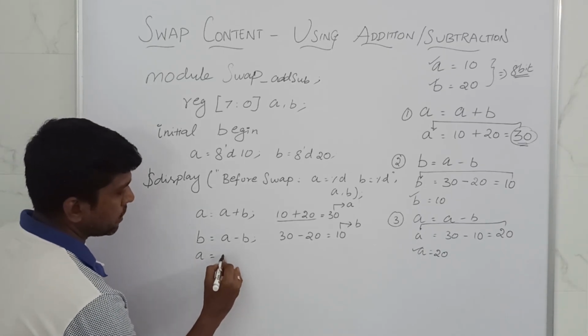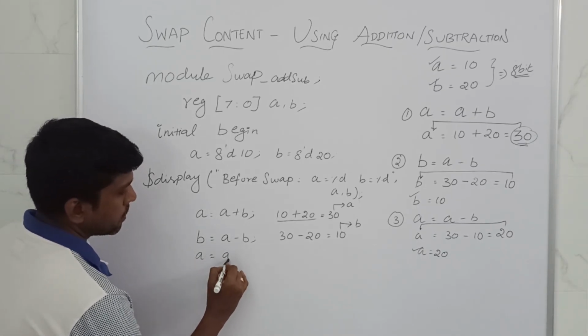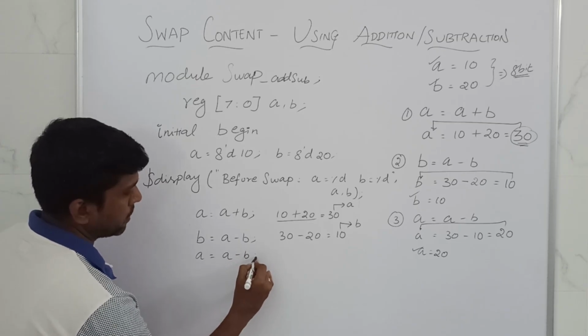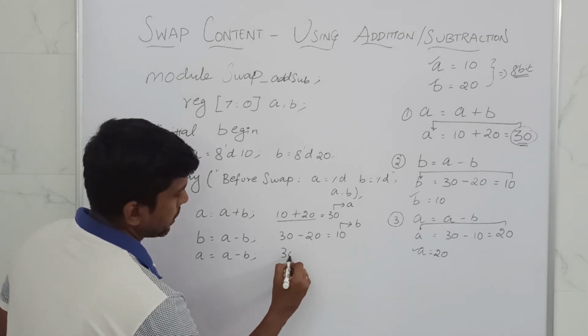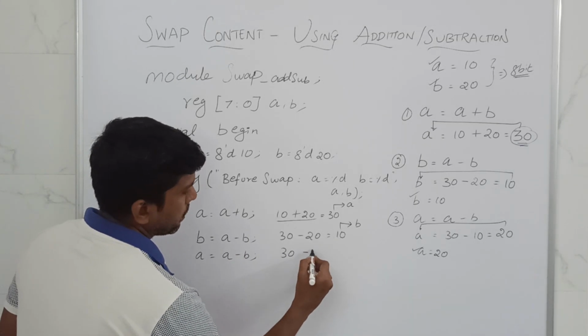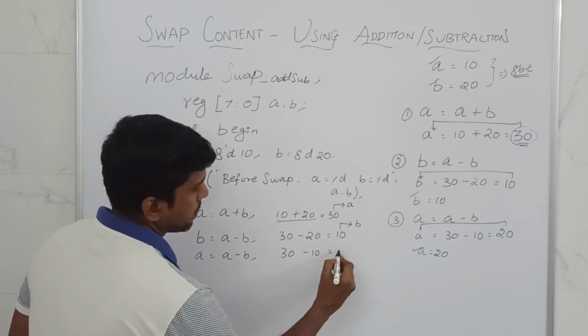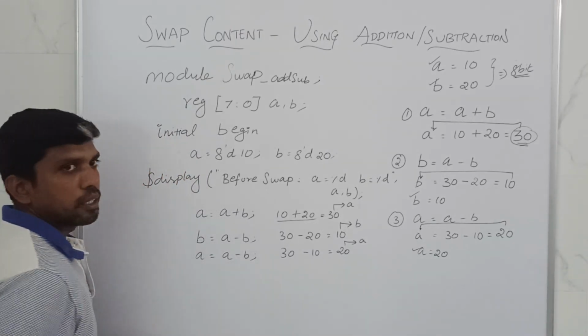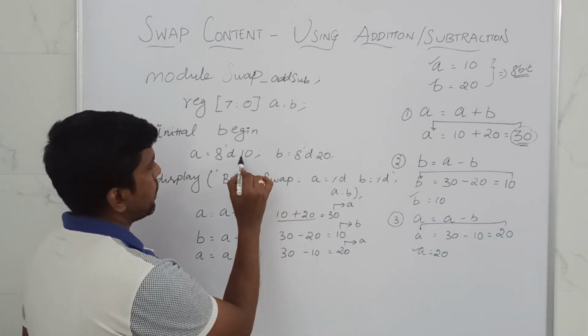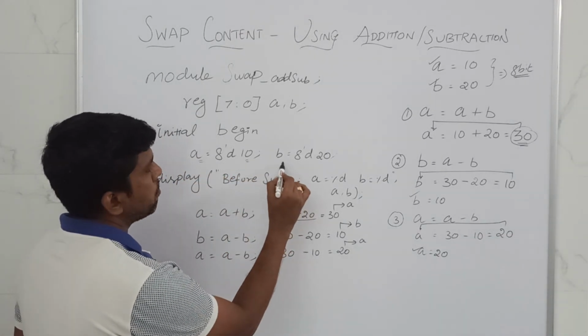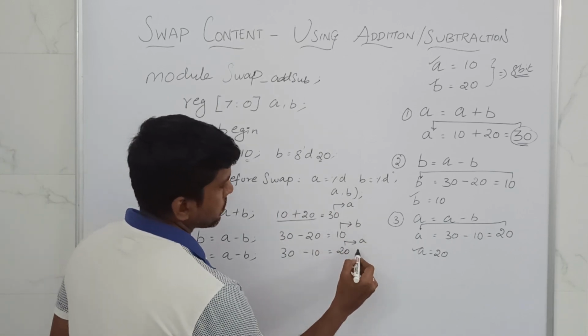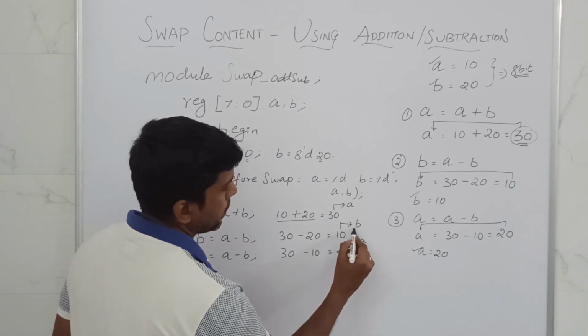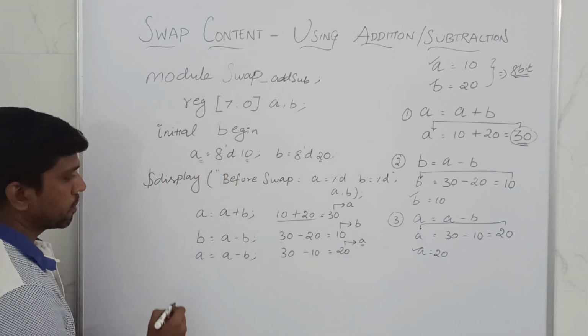Then A equal to A minus B. So A value is 30. Now B value is 10. So 30 minus 10, the result is 20. This 20 is moved to A. So before swap, A is 10, B is 20. So after swap, A value is 20, B value is 10.